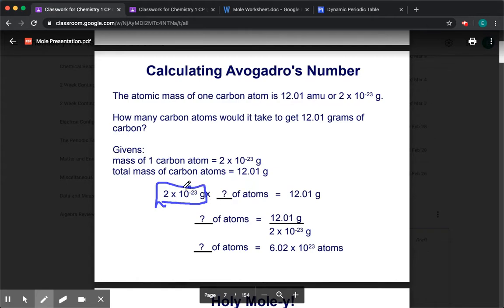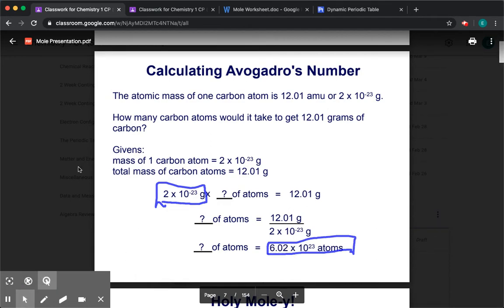We're solving for the question mark. You have to divide by 2 times 10 to the 23. You do that, and out pops Avogadro's number. And if you were to do this with any other element, you would get the exact same number. If you wanted to do oxygen instead, we would change this to 16, and we'd have to find how much one oxygen atom weighs. You do the calculation again, and you're going to come out with this number every single time. So 1 mole of something is equal to this many atoms, which gives you the periodic table mass in gram form.